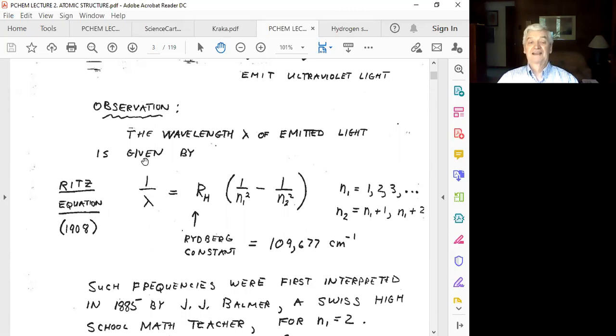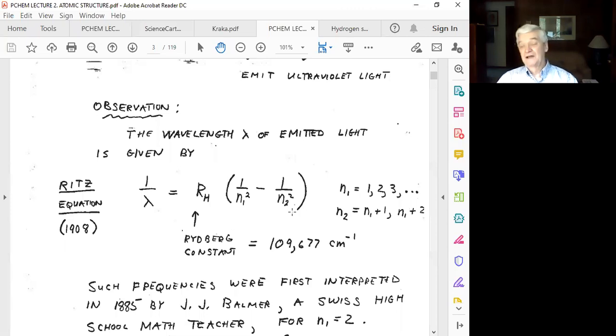And it said that the reciprocal of the wavelength, which in fact we can call a wave number, it's the same unit you used in organic labs for infrared spectroscopy. So in centimeters to the -1, it's given by a constant called the Rydberg constant, which is quite large, as you can see, 109,000 something wave numbers, times this difference, 1 over n1 squared minus 1 over n2 squared.